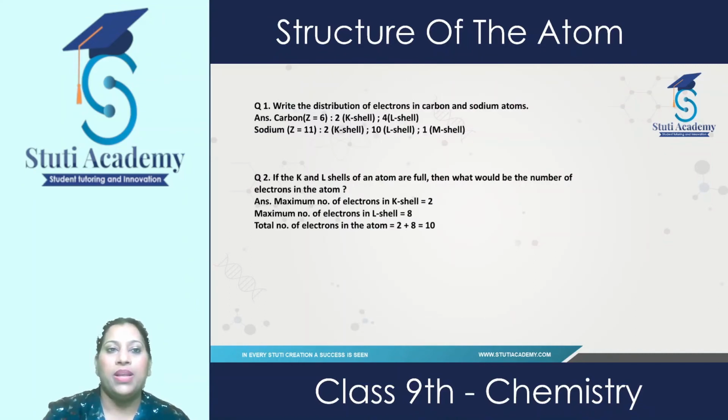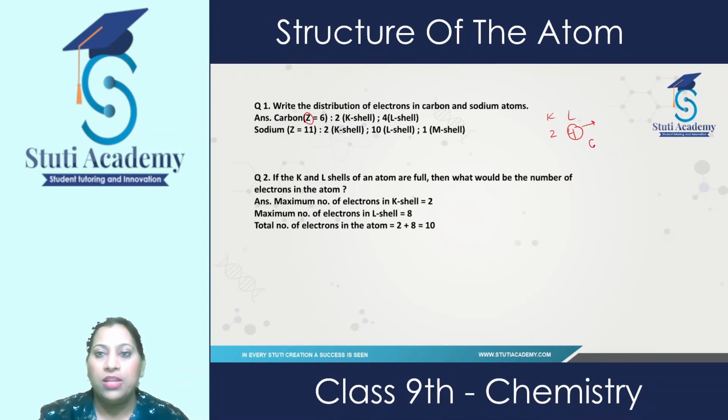Carbon's atomic number is 6, which is represented by the symbol Z also. And its electronic configuration is 2, 4. Carbon can gain or lose 4 electrons, both are the same. And this property is known as catenation. When carbon combines with other carbon to make its octet complete, this tendency is known as catenation.